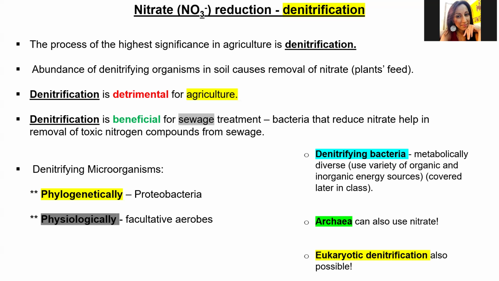Microorganisms that do denitrification are phylogenetically bacteria. And later, when we talk about different levels of diversity, we will talk about metabolic and functional diversity. But later on, we will move to the diversity of bacterial phyla and archaeal phyla. And you will see that among bacteria, the most abundant and the largest phylum is Proteobacteria. And denitrification organisms are part of that group.